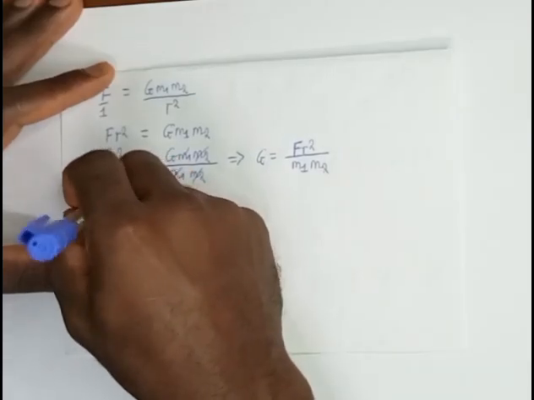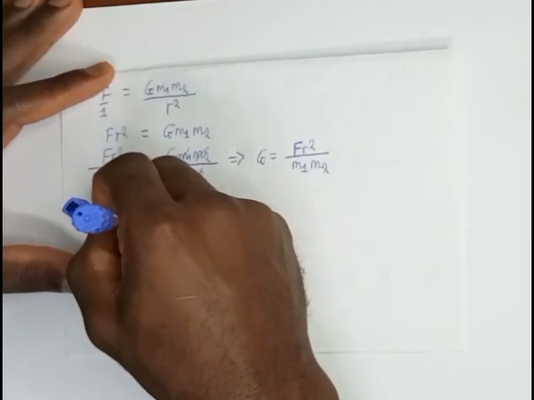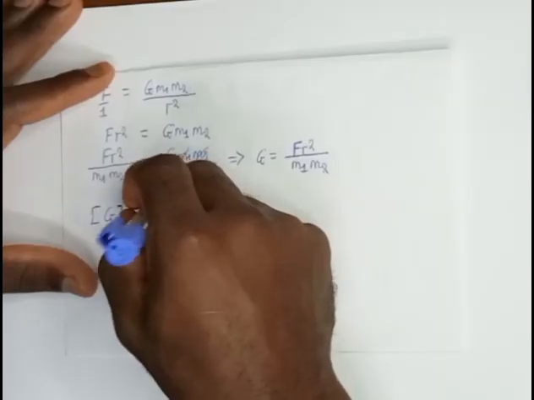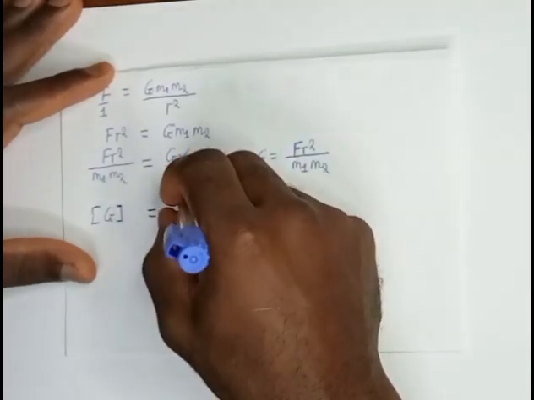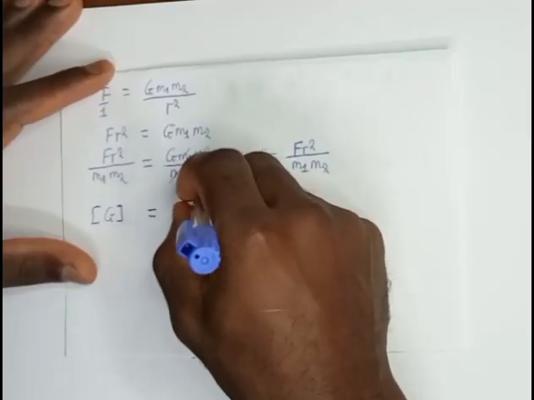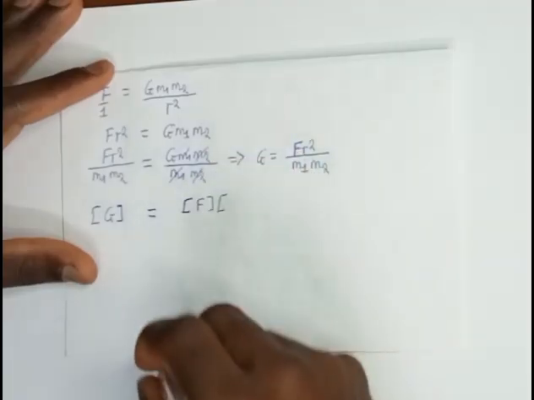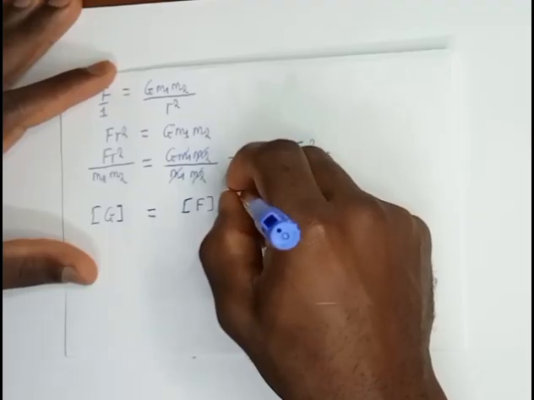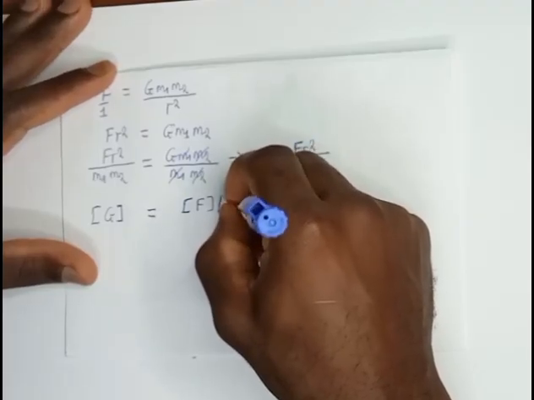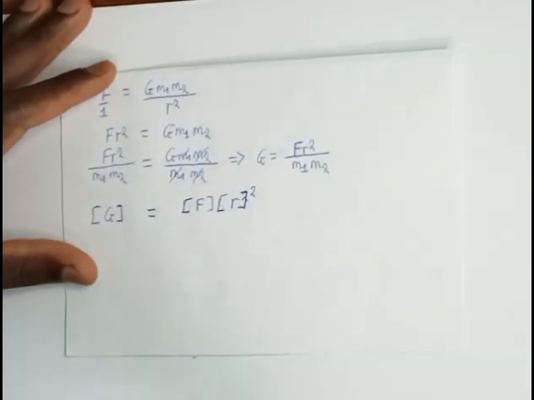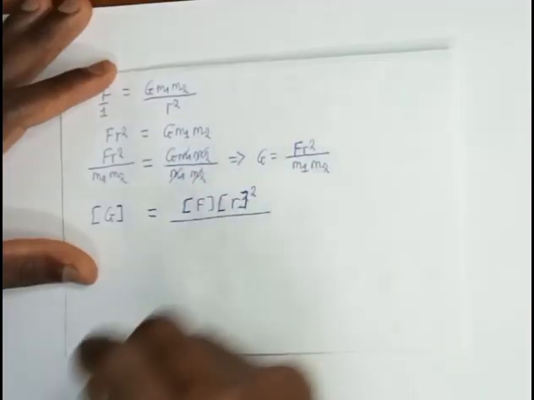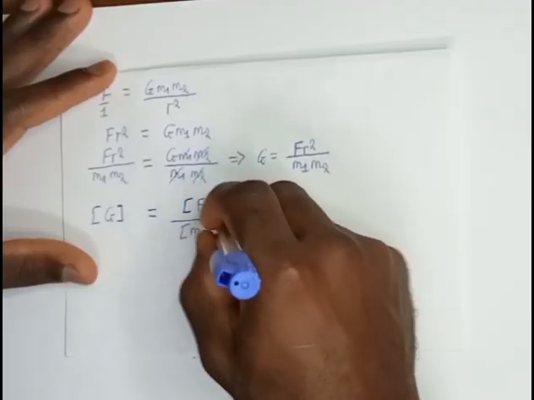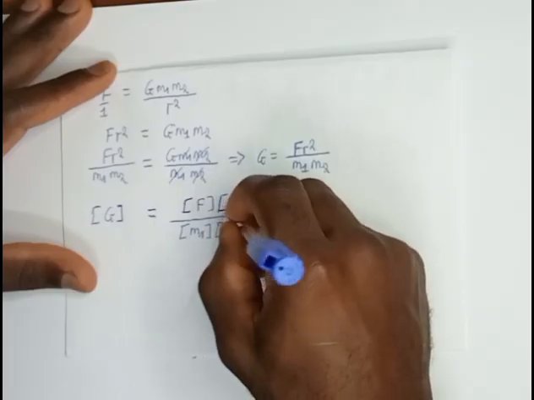The dimension of G will simply be equal to, we take the dimension of F, we multiply by the dimension of r, which is squared. Then we divide this by the dimension of m1 times the dimension of m2.